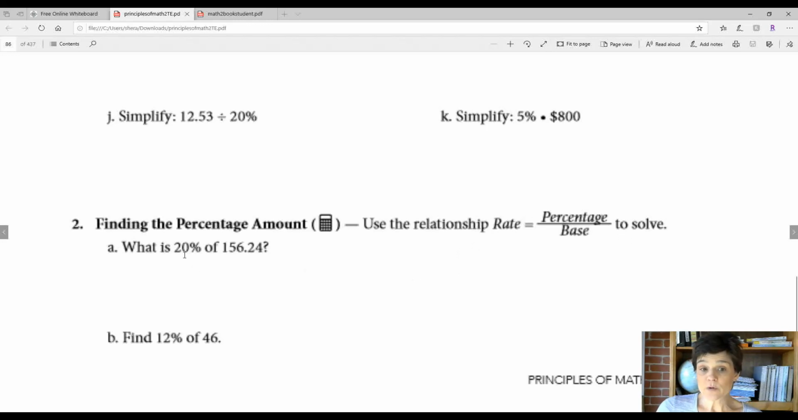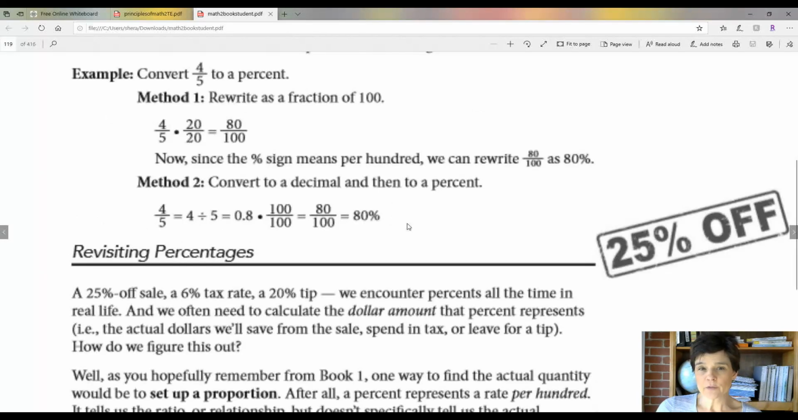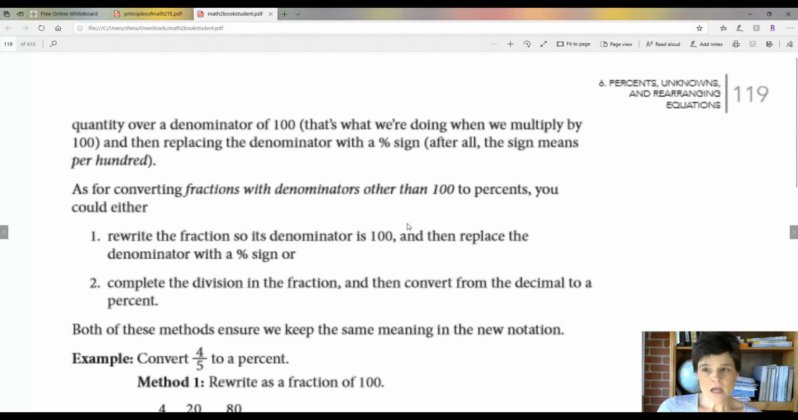So the rate would be this. It'd be 20% equals the percentage over the base. This would be your base. So it'd be 20% or 0.20 equals X over 156.24.